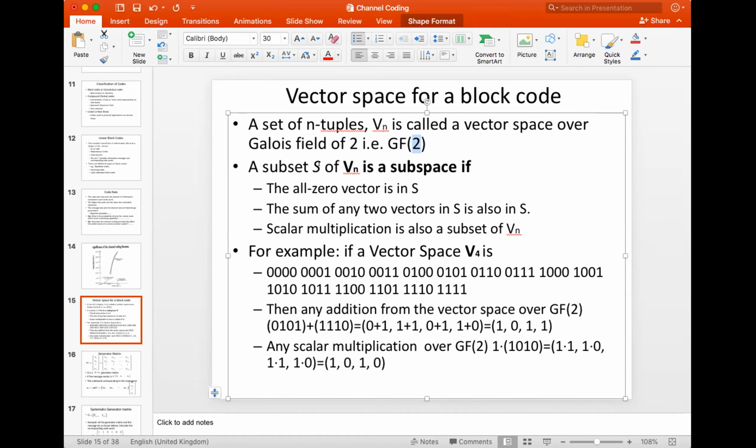So it says that if we have a subset S of Vn in the subspace, then it means that we have, remember I told you that you take K information bits and we turn it into N output bits of our encoder. Okay, so these are some of the characteristics of your block codes or linear block codes for that matter. Okay, so it says that the all-zero set is basically a subset, or is a vector of S. Okay, and the sum of any two vectors in the subspace is also, in other words, is a member of the subset.